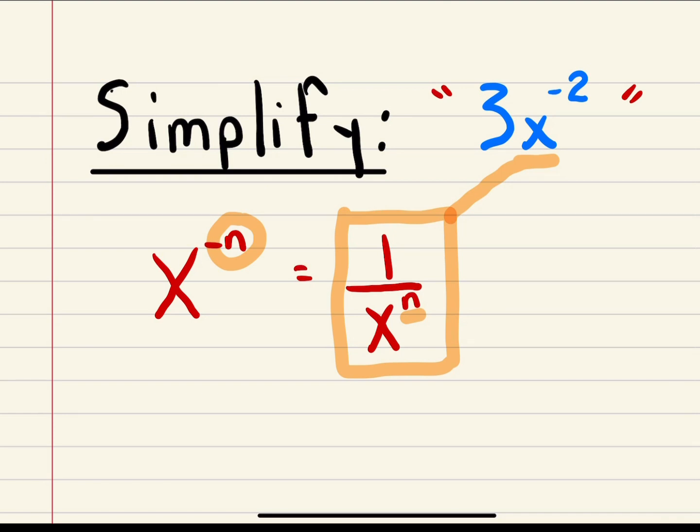Now what I'm going to do to make sure that I don't mix the two up is I'm going to put this part in brackets right away. Okay, that way I know I'm applying this property to that base and not the 3.